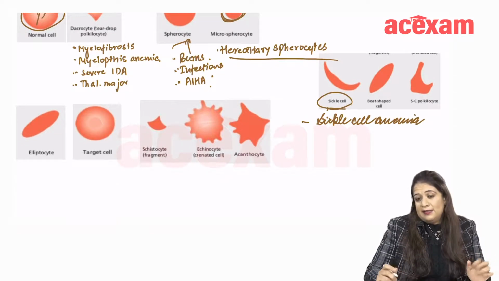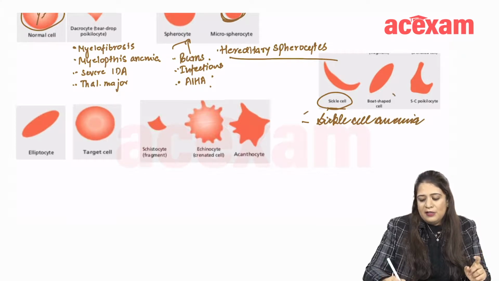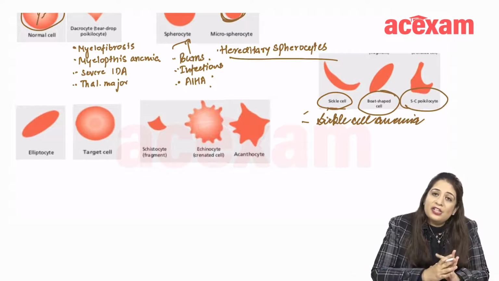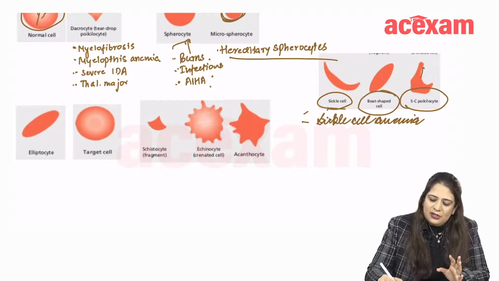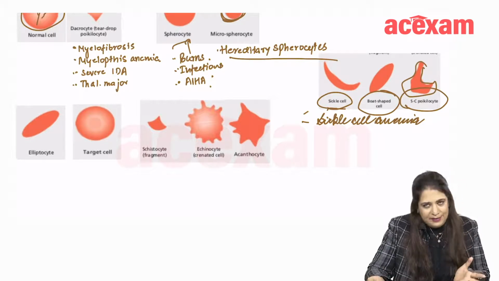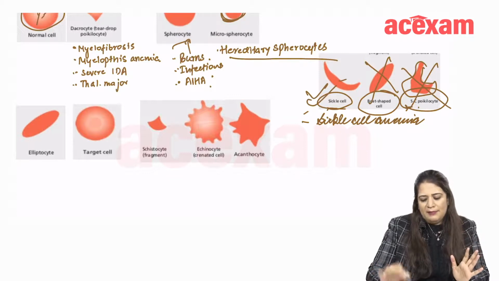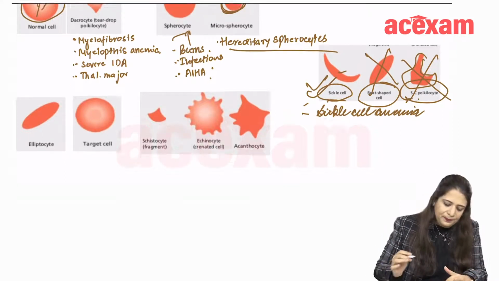In sickle cell anemia, not just sickle cells, but even certain boat-shaped cells can be seen. And if sickle cell is coexisting with HbC, certain deformed poikilocytes can be seen, which are known as SC poikilocytes. It's okay if you don't remember these, but it is important to remember, as it can be asked as an image-based question.